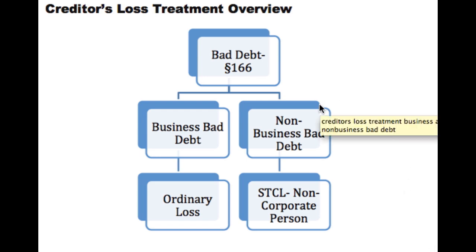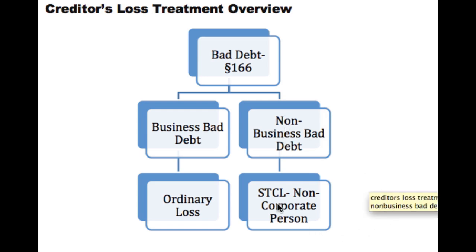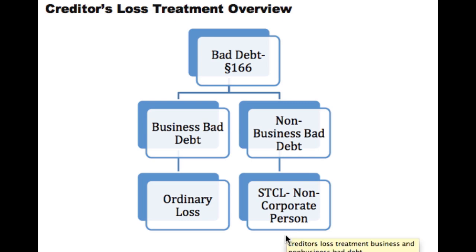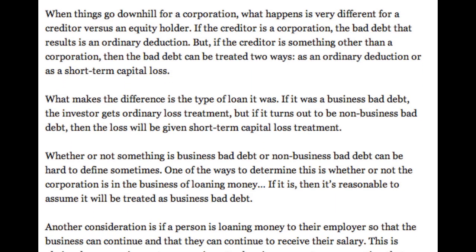So in this diagram right here, section 166, you either have business bad debt, which results in an ordinary loss, or you have non-business bad debt, which results in a short-term capital loss. This is usually to a non-corporate person or an individual investor. So the explanation is when a business or a corporation goes out of business, what happens is different for a creditor versus an equity holder.